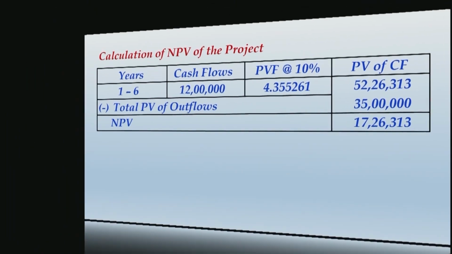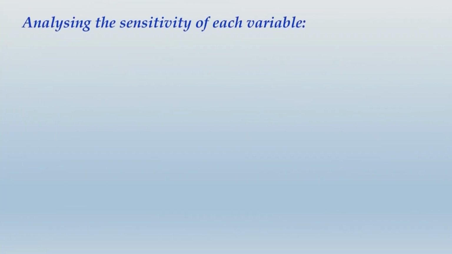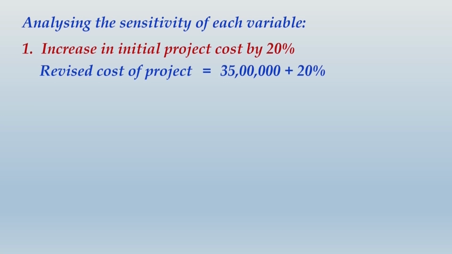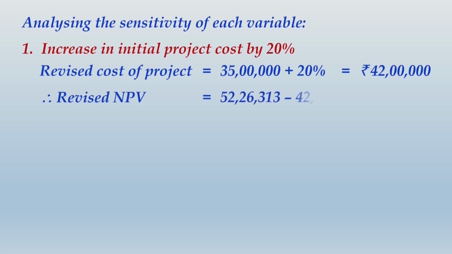Alright friends, let us move ahead and check further. The next thing that you would have done would have been analyzing the sensitivity of each variable, starting with the project cost. So initial project cost increases by 20%. So revised cost of the project will be 35 lakhs plus 20%, that will be rupees 42 lakhs. As a result, the revised NPV will be the total PV of inflow minus the revised amount of initial cost, and that comes to 10,26,313. Simple thing is, if the cost has increased by rupees 7 lakhs, that is from 35 lakhs to 42 lakhs, it will be increased by 7 lakhs.